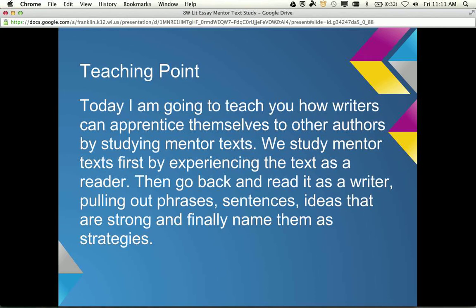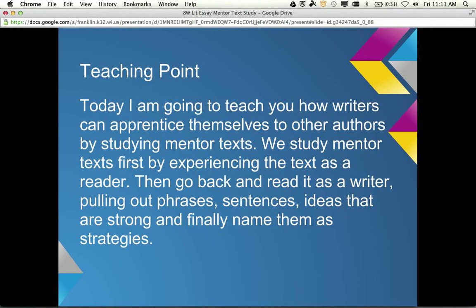Today I'm going to teach you how writers can apprentice themselves to other authors by studying mentor texts. We study mentor texts first by experiencing the text as a reader, so you read through it just like you're reading a story. Then go back and read it as a writer, pulling out phrases, sentences, ideas that are strong, and finally name them as strategies.